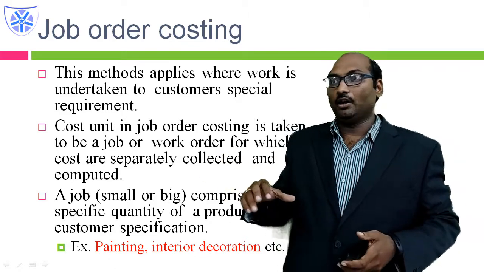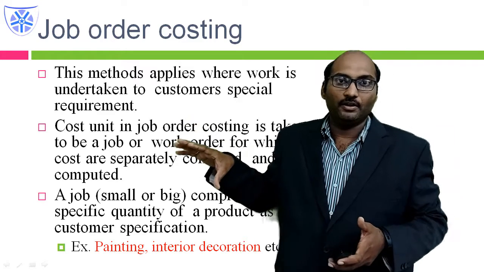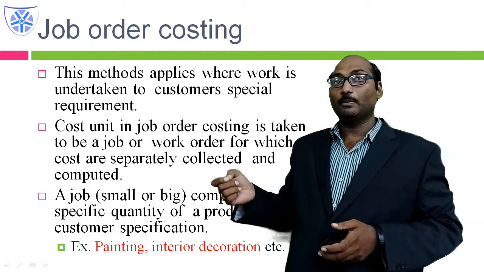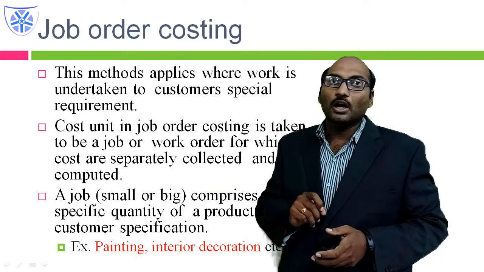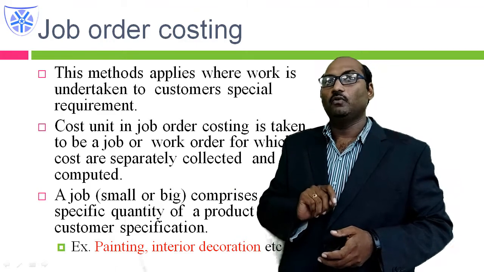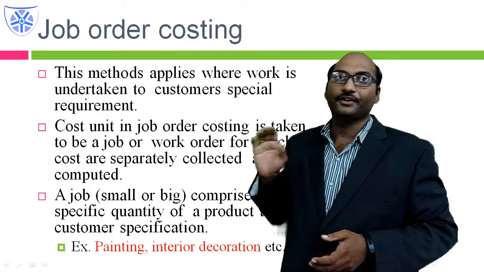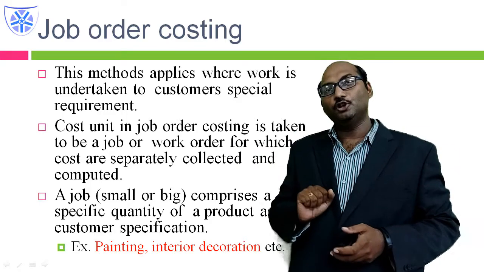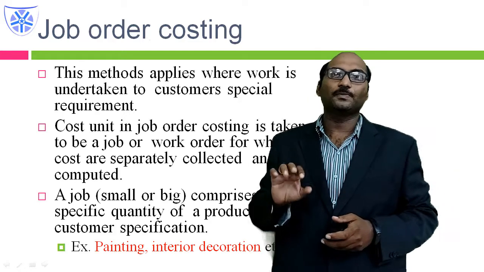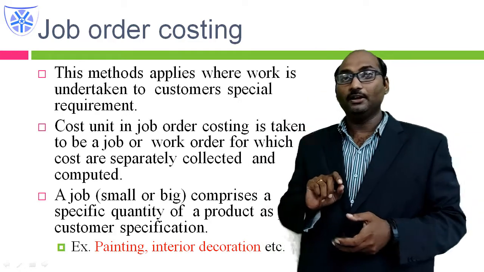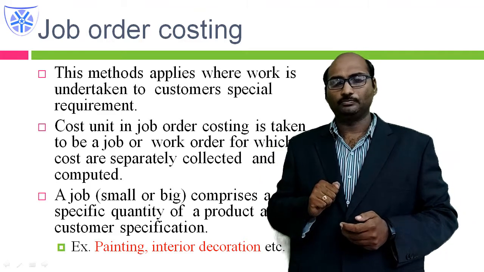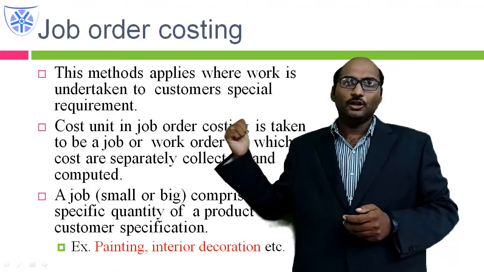If I want 100 homes to be painted, then it may be a batch process. But a job order process means only one. So the cost unit in job order costing is taken to be a job or work order for which costs are separately collected and computed. A job, either small or big, comprises a specific quantity of a product as per the customer specification. Like the example of painting or interior decoration, it can be considered a job order cost.